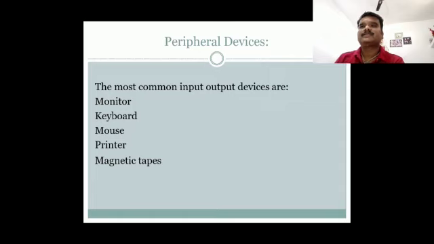The input output organization of computers depends upon the size of the computer and the peripherals connected to it. The input output system of the computer provides an efficient mode of communication between the central system and the outside environment. The most common input output devices that we all know about are monitor, keyboard, mouse, printer, magnetic tapes, magnetic discs, etc.